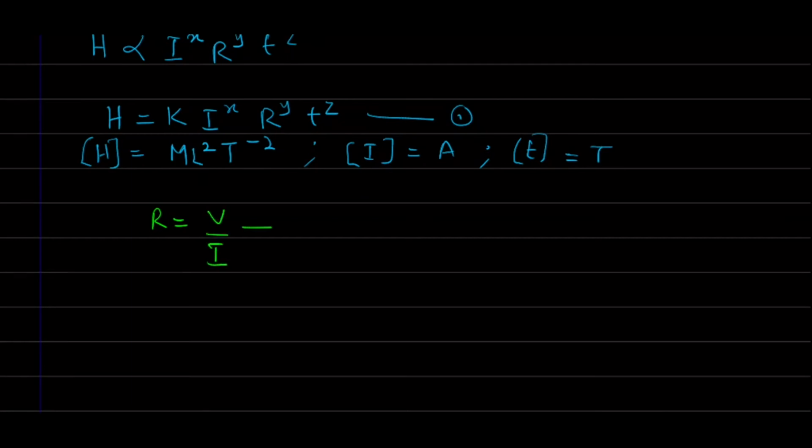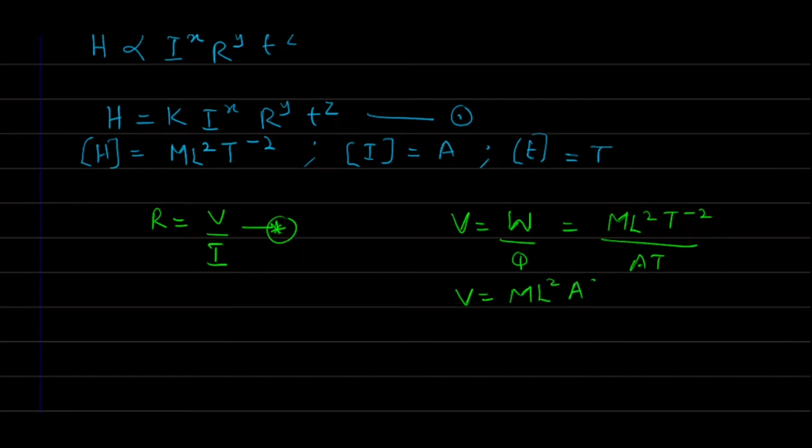Now, what is the dimension of voltage? We can get the dimension of voltage from work done over charge. Work done is just ML²T⁻² over charge. Charge is current times time, so voltage is going to be equal to ML²A⁻¹T⁻³.